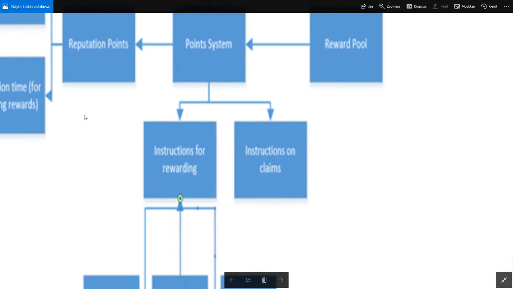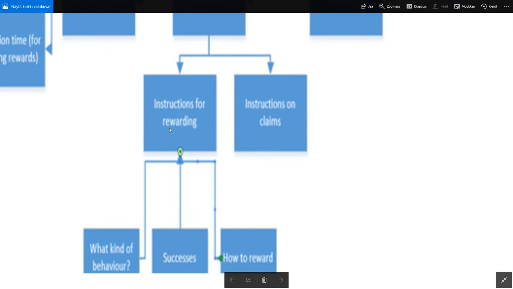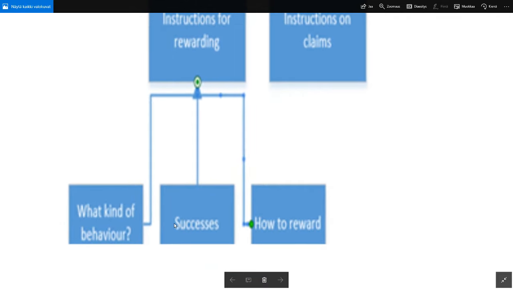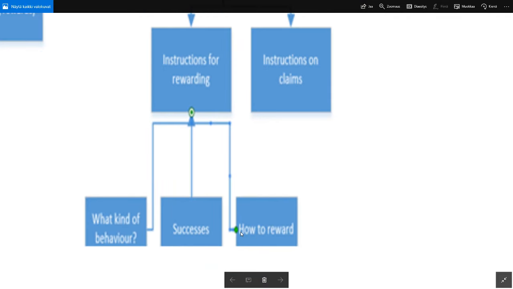And of course, the point system is accompanied with the instructions, and this comes in two distinct modules. Instructions for rewarding, which is for managers, on what kind of behavior to reward, on the whole culture of celebrating success, and how to reward. And obviously, you will need to instruct the managers as your organization deems fit, and so it will fit naturally into the organizational hierarchy.